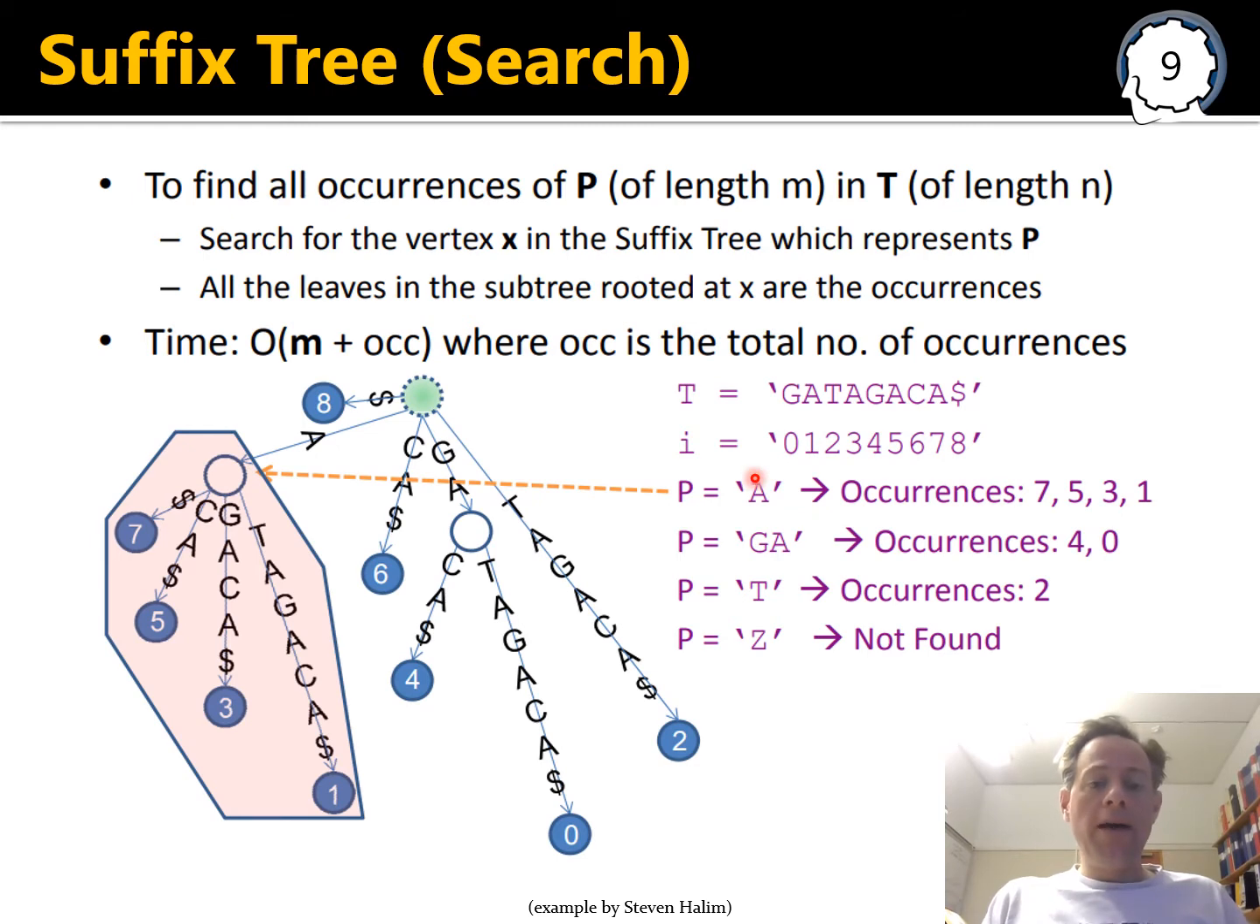So if we now have the suffix tree as we built in the previous example, we can see that for this pattern A, to find all the occurrences, we just follow the edge A here, and all the leaves in the subtree are then the occurrences.